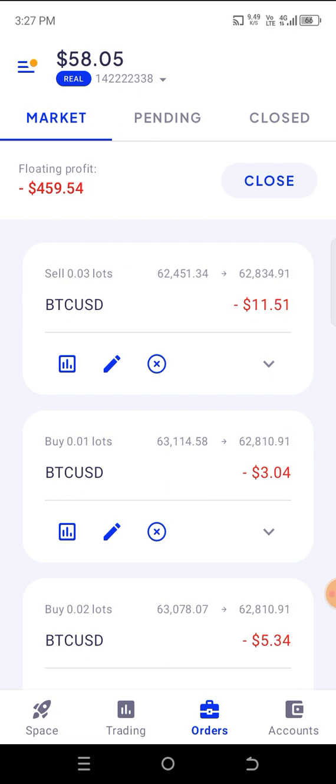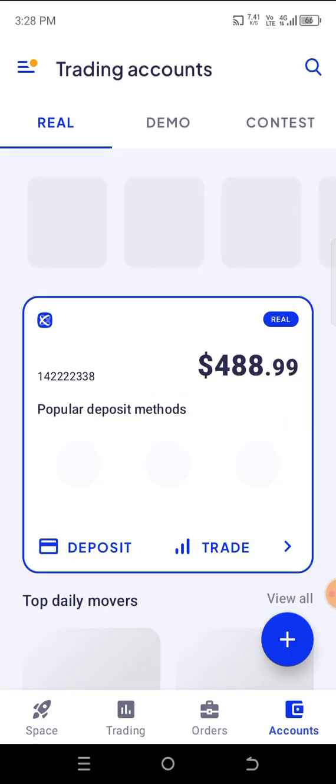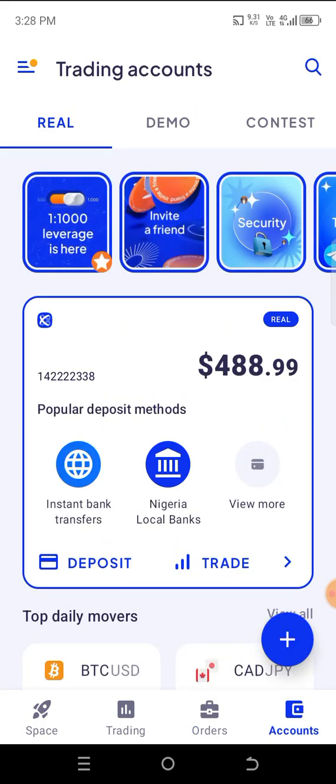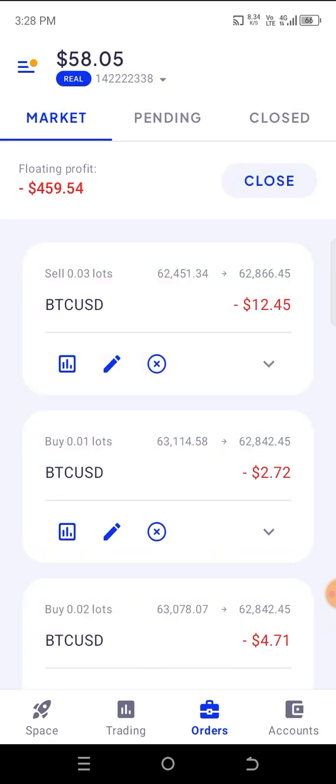So at the end of the day I will also upload a new video of my closing balance for today. Remember, I opened today's balance with $488. So I will also show you at the end of the day how much I've been able to grow this account to. So I have a strategy. Don't mind the minus balance that you are seeing here. I have a strategy that I use, which I'm going to share with you in the future. So let's head on and see how we can make money through the forex market.